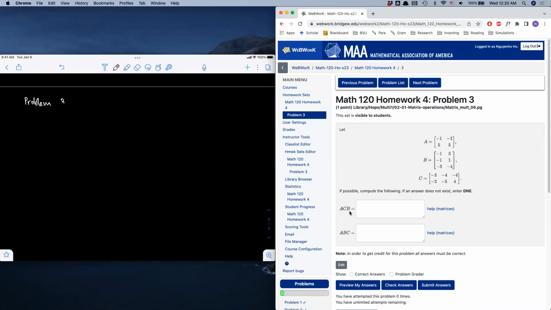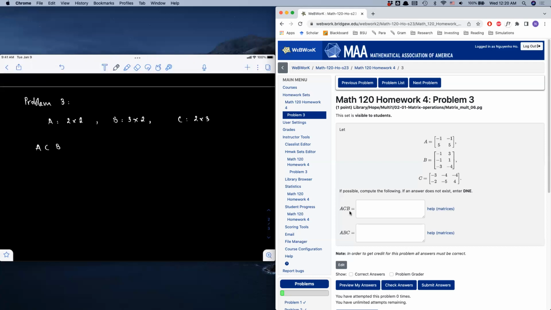Here, you have 3 matrices. So A is a 2 by 2 matrix. B is a 3 by 2 matrix. And C should be a 2 by 3 matrix. All right. So can we do A times C times B?